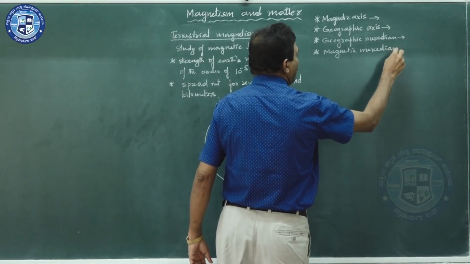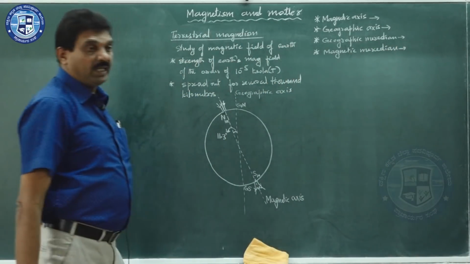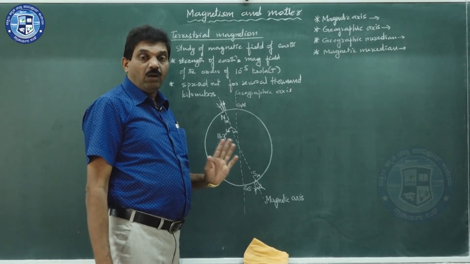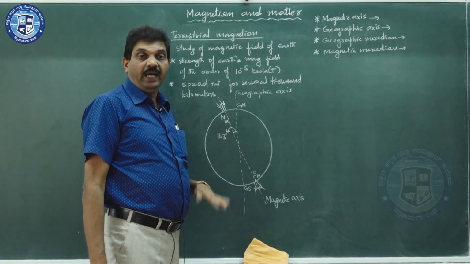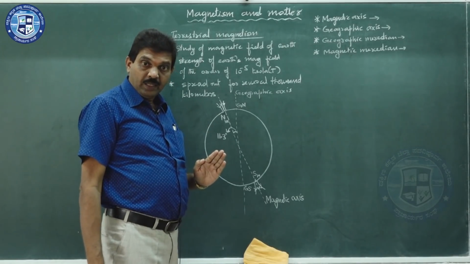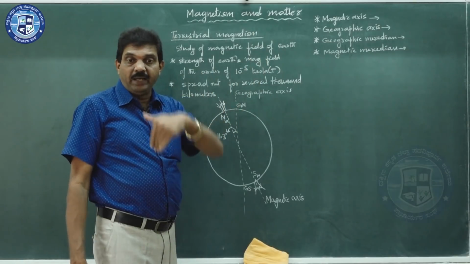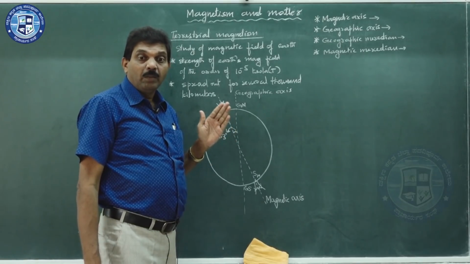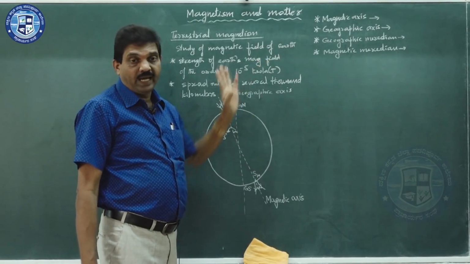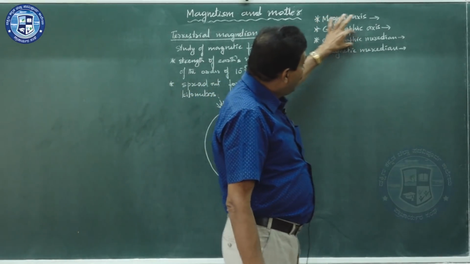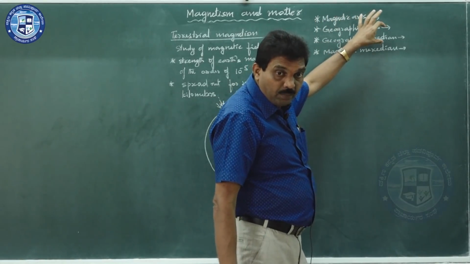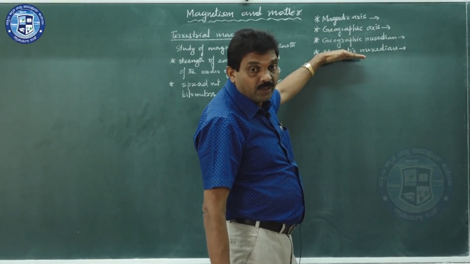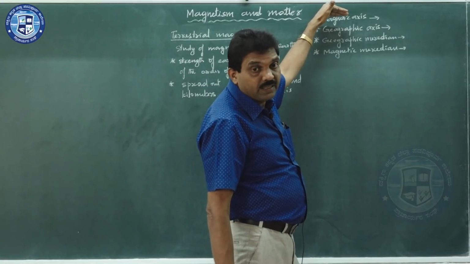There are two important terms here, geographic meridian and magnetic meridian. What is geographic meridian? Geographic meridian is a vertical plane. Vertical plane means a plane like walls, but that vertical plane is passing through or containing the geographic axis. Geographic meridian is an imaginary vertical plane containing the geographic axis, and the magnetic meridian is a vertical plane containing the magnetic axis.